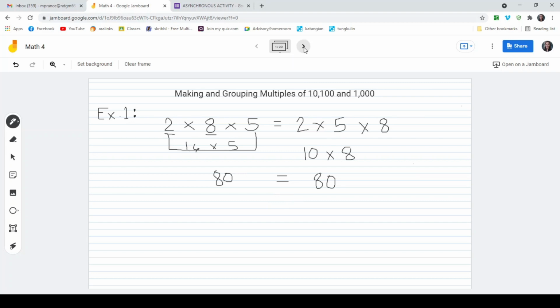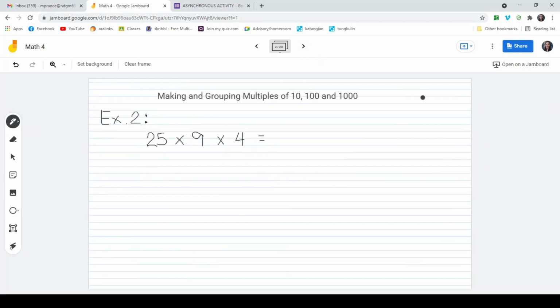So let's have another example. We have here 25 times 9 times 4. Again, let's try to look for the numbers or factors that we can group together that will give us multiples of 10, 100, and 1,000. So what do you think are the numbers that we can group together? Can we get 25 times 9? Of course not. It would be hard for us to get the product of these two numbers together.